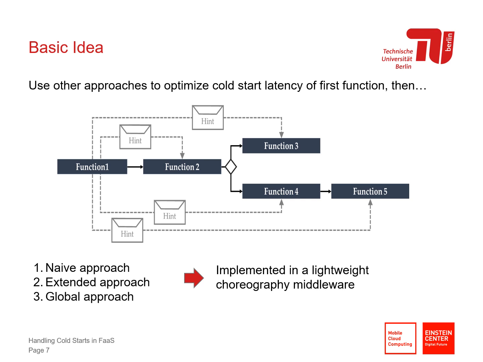Namely, when we observed a cold start in the first function, we wanted to notify all other functions which were likely to incur a cold start later on. This way, the cold start would happen out of process, and when our workflow execution arrived in that workflow step, we would have an idle instance available. For this, we developed three approaches: the naive one, the extended one, and the global one. Then we implemented each of them inside a lightweight choreography middleware.